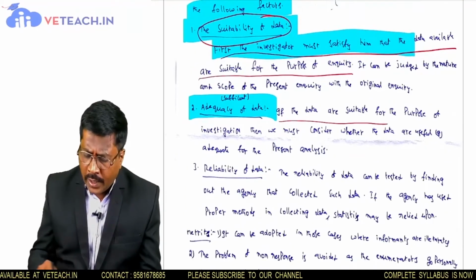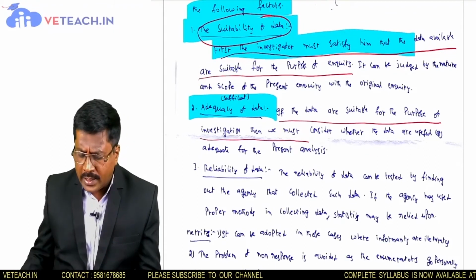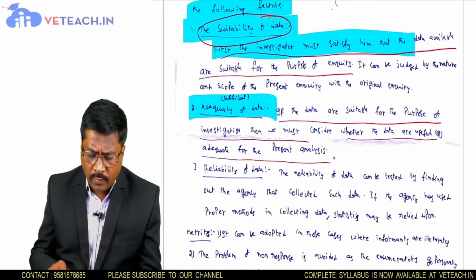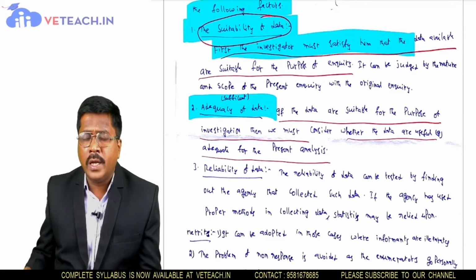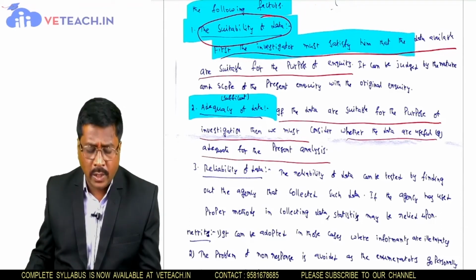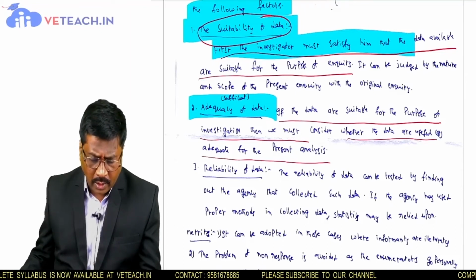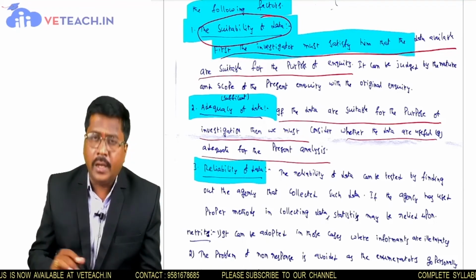If the data are suitable for the purpose of the investigation, then we must consider whether the data are adequate for the present analysis. For our research, how much data is required to do the research, that information is about adequacy or the sufficiency of the data. And the third important content is the reliability of the data.